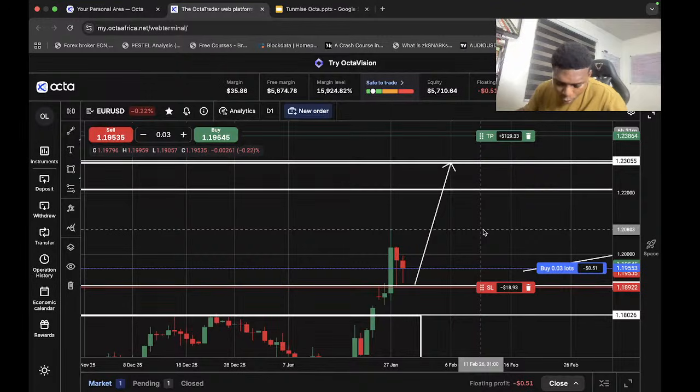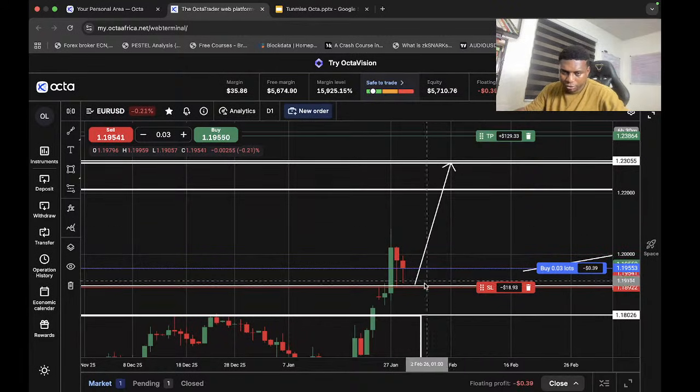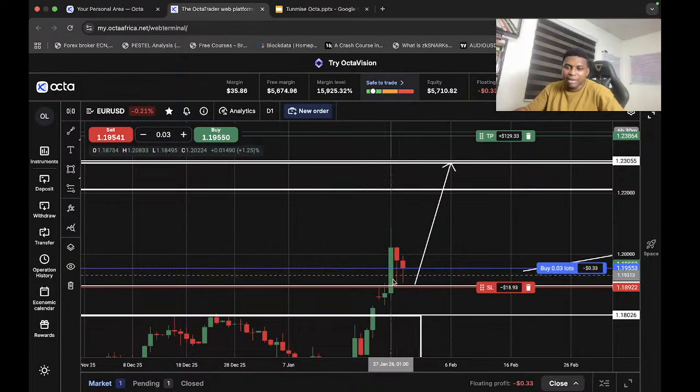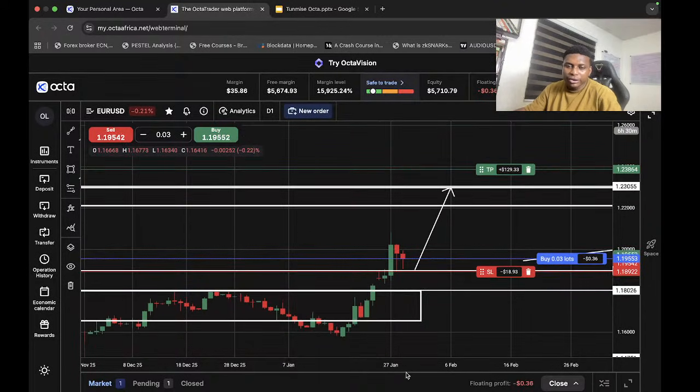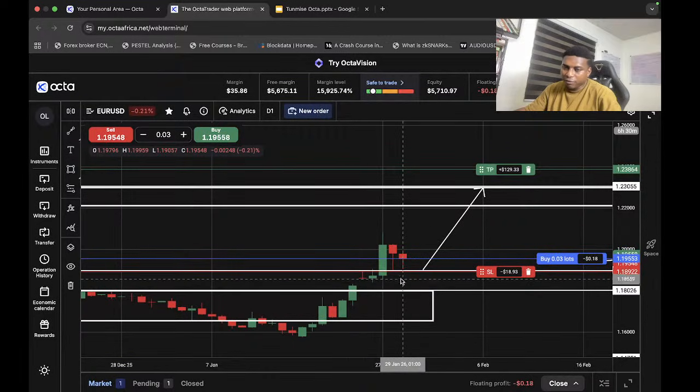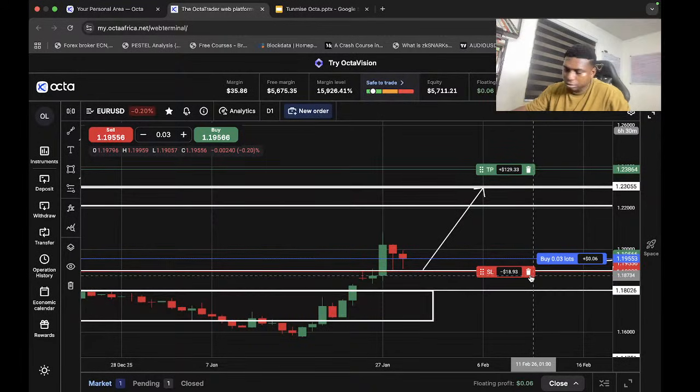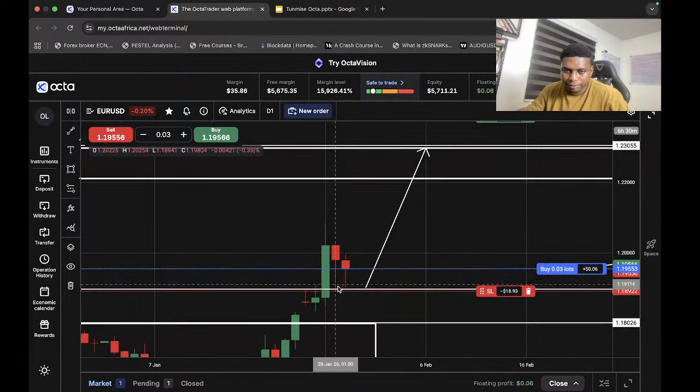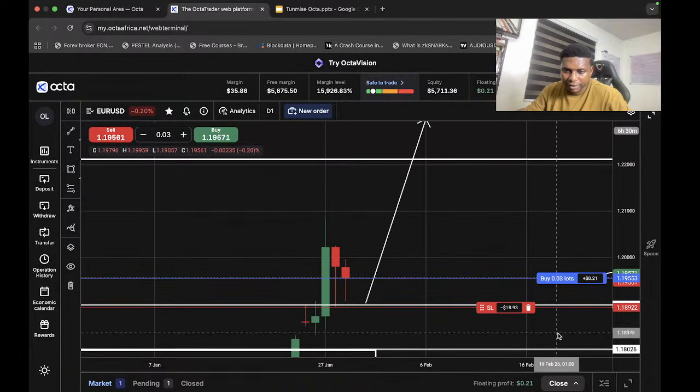Someone says, where would you buy after another pullback? I'm not sure I understand your question. Maybe you can rephrase the question. Going back to the daily time frame now, you can see how price bounced off this support zone. Very, very important.